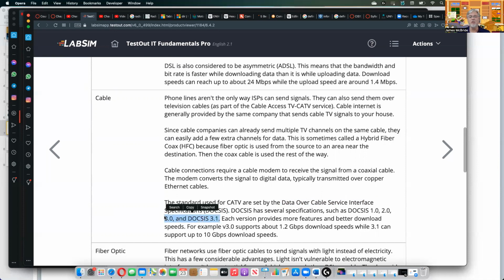And so sometimes if you were on cable systems and they say, oh, you need a new modem because we're moving away from this version or that version. But 3.0 supports up to 1.2 gigabits, and 3.1 can support 10 gigabits of download speed. And so that's really, really fast through this cabled network that's there.